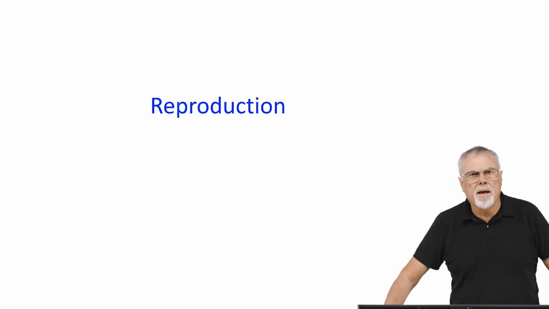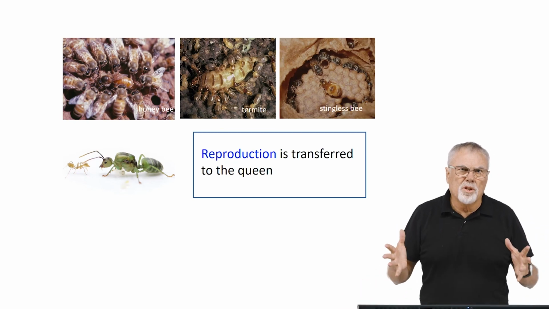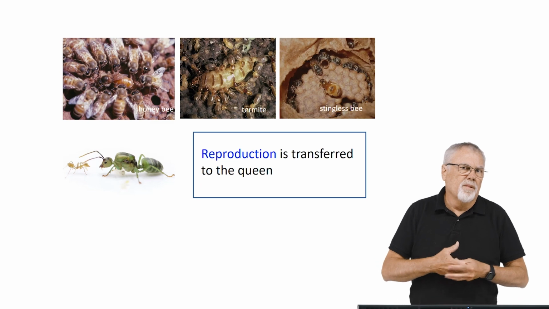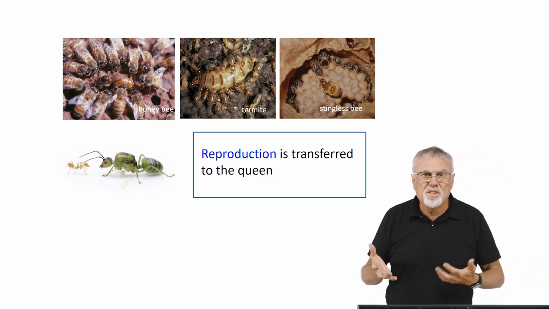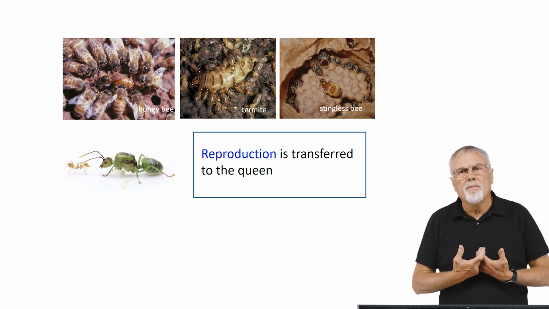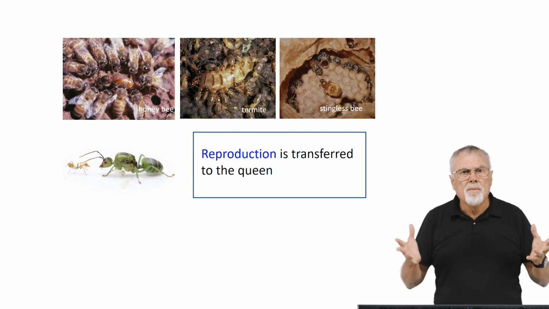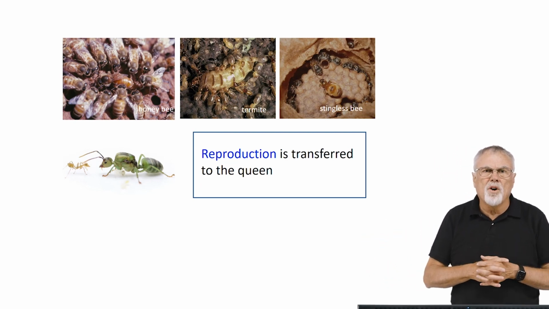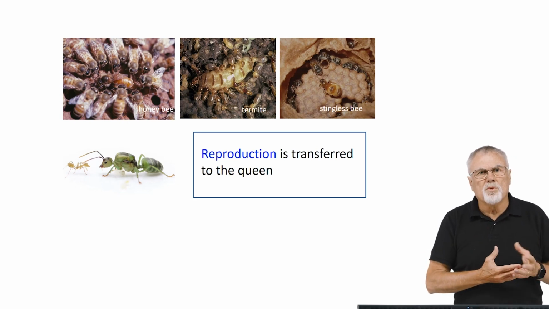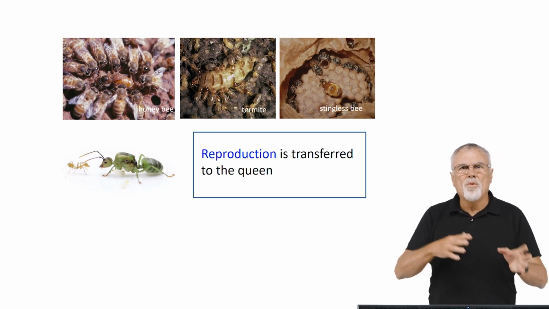Let's look first at organization for reproduction. In the highly advanced social insects, the honeybees, termites, on the right you have stingless bees, which are close cousins of the honeybee, and also some wasp societies, you have the transference of reproduction from all the other individuals that might be part of the group or the society that are interacting over to the queen.